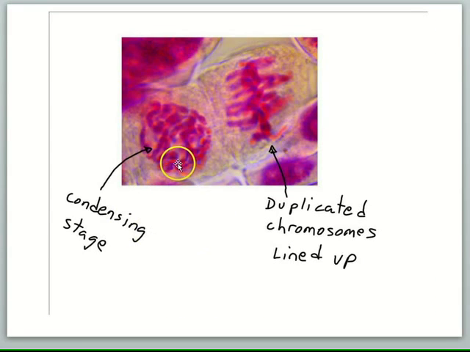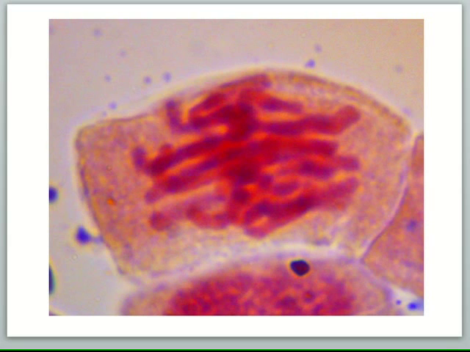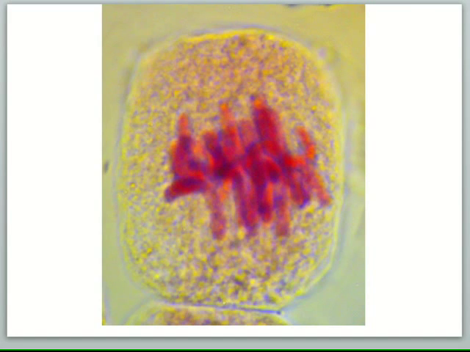So we have the condensing stage. The chromosomes are visible as clumps, but they're not lined up. The next stage of mitosis is the lineup stage. Here we see some more pictures of cells in the lineup stage. Here we go here. This would be interphase here, right? Lineup stage. Another one, lineup. Nice one there, lineup.